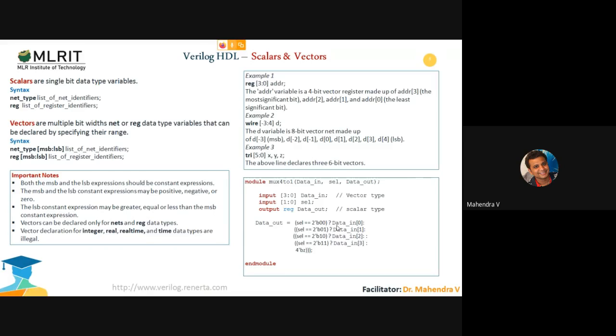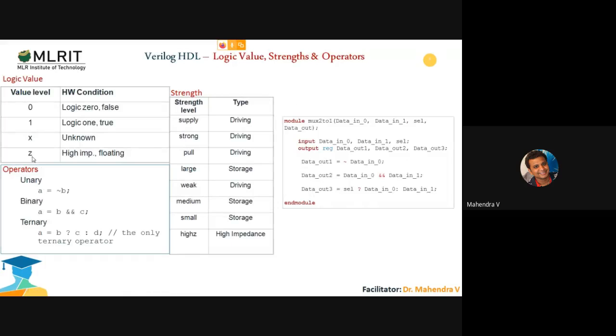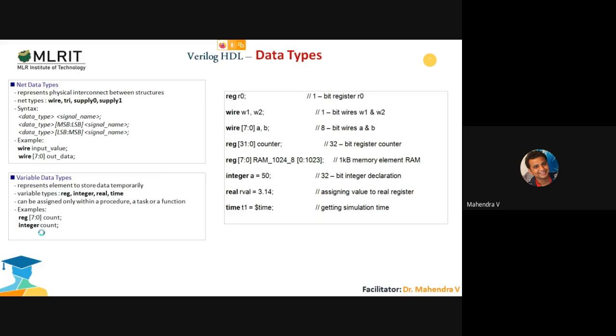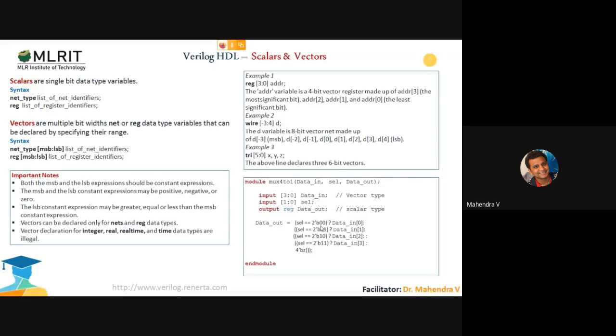Now the question mark indicates, as I said for the ternary operator, first this will be compared. If this is true, C will be assigned to A. If it is false, D is assigned. Same way here also. Look at this. SEL is the select line. If that is 0 0, data in 0 is assigned to data out. After the question mark this will be assigned, else after the colon, whatever statement we write is the else part.